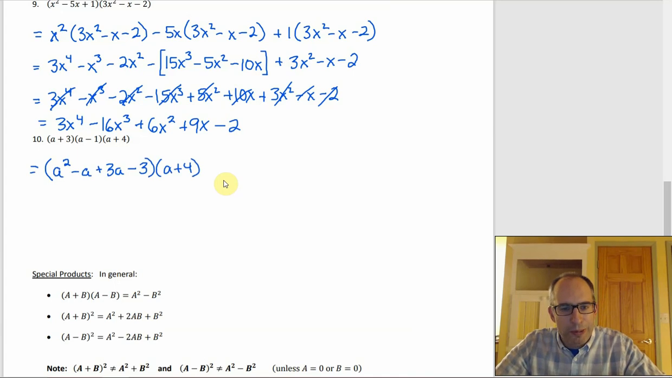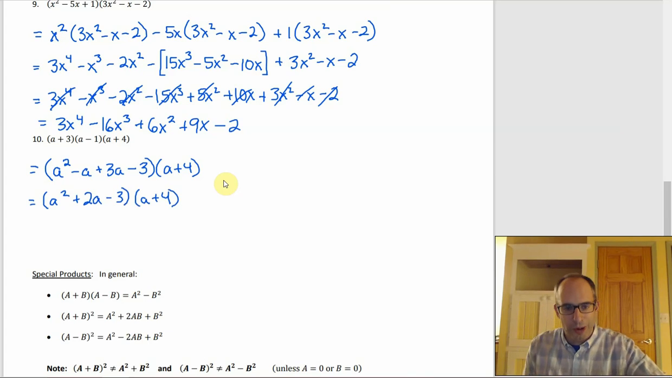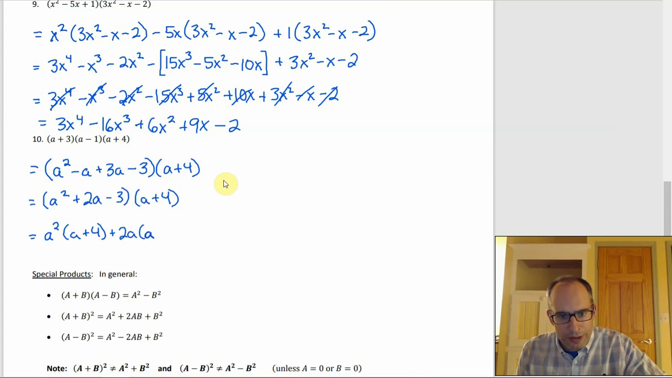We can clean this up a little, since we have like terms that we can combine, and we can say, well, this is going to be a squared plus 2a minus 3 times a plus 4. And then we have to distribute, so I'm going to distribute the smaller one, I guess. I'm going to distribute the a plus 4 through this trinomial, and we'll have a squared times a plus 4 plus 2a times a plus 4, and then minus 3 times a plus 4. And then more distributive property.